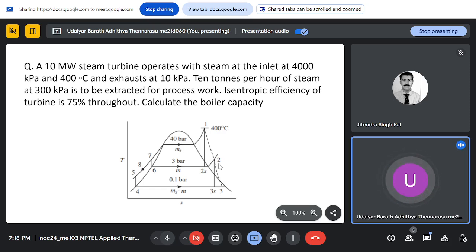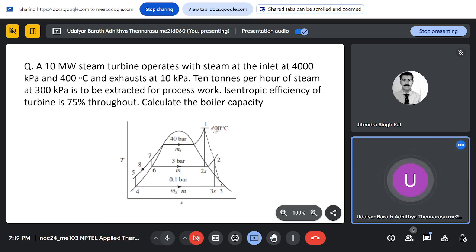So next is coming to the boiler. So we estimate the boiler capacity. So the question is, we have a 10 megawatt steam turbine which operates with the steam at the inlet at 4000 kilopascal and 400 degrees Celsius, and the exhaust is at 10 kilopascal. So 10 tons per hour of steam at 300 kilopascal is to be extracted for process work. So isentropic efficiency of the turbine is 75% throughout. Calculate the boiler capacity.